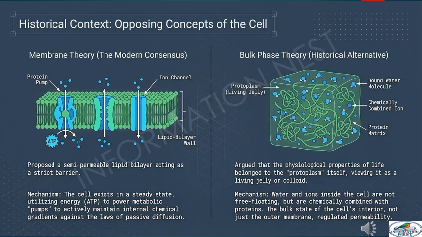It's basically the cell saying, I do not care if there is more salt outside, I'm keeping my internal vibes perfect. The bulk people thought the cell was just lazy, that the ions and water were bound to proteins like they were stuck in a giant spider web. Spoiler alert. The bouncer on the left won the argument. The membrane is the boss and the ATP is the paycheck. If your brain was a cell, are you feeling like the modern consensus that is organized and powered by energy? Or the bulk phase, just a giant ball of living jelly today?